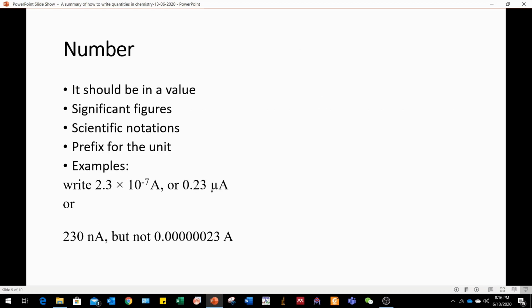The number is in the form of a value. What is the proper way to write these numbers in our writings? These numbers must contain significant figures, and we should write these numbers in scientific notation wherever it's applicable. There are some units where we can use prefixes as well. For example, 2.3 × 10^-7 amperes can be written as 0.23 microampere. That is more convenient and easy to understand.